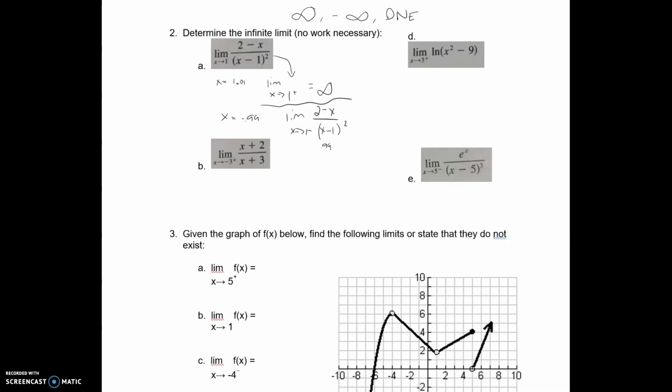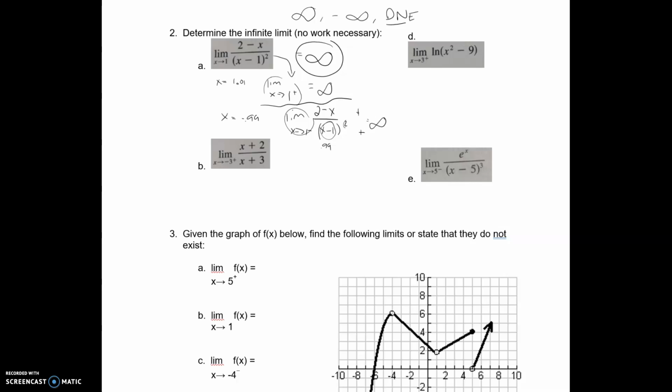And the answer is no, because if you put in 0.99 here, you do get a negative when you subtract, but when you square it, you end up with a plus. And then up top, 2 minus something close to 1 is always going to be plus. So this plus down here is really small, right? So you're dividing by a really small number. So the limits from both sides are going up to infinity. So we can do a little bit better than does not exist. We can say where it's gone.